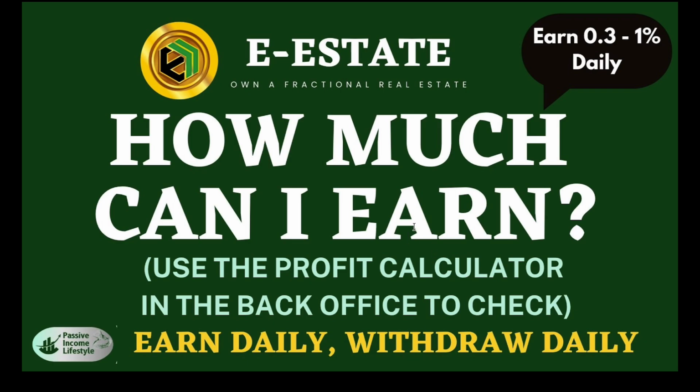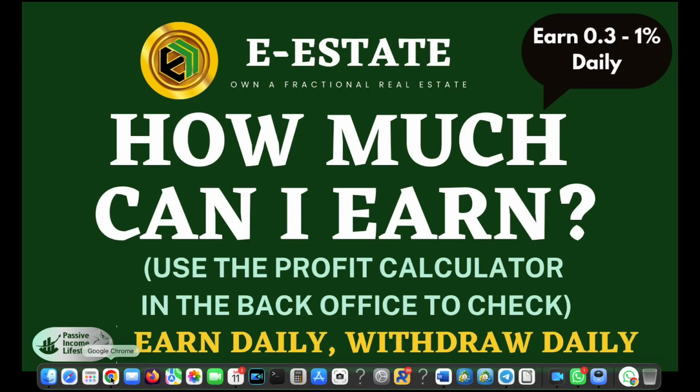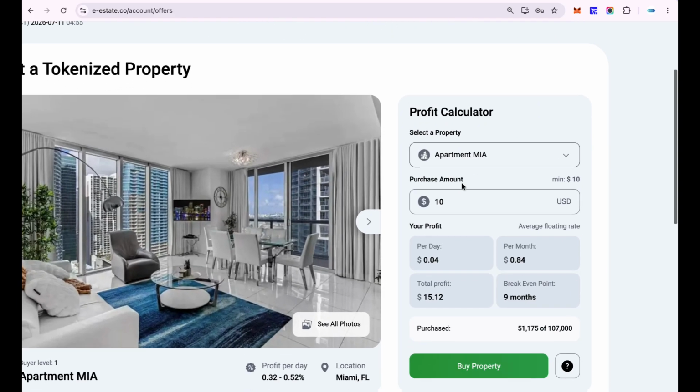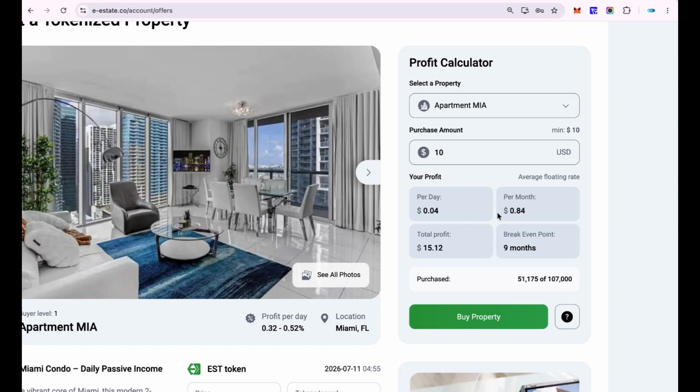Now, the next question is, how can I locate the profit calculator in the back office? Let me show you how to do that. When you're logging into your account, go to the Buyer tab, click on it and select Real Estate. This page you are looking at just now will open, and you will see the Profit Calculator here. You can see that it defaults to the lowest amount you can invest to purchase a fractional real estate.